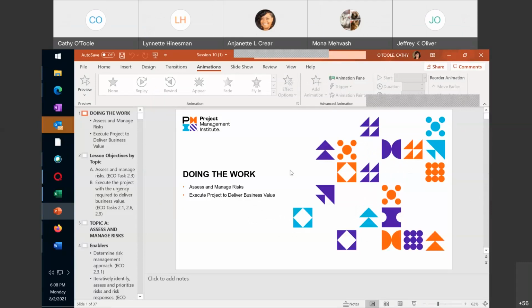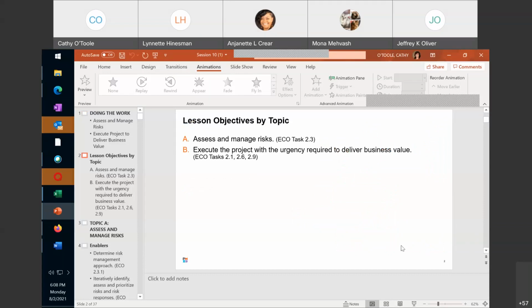Okay. So we're here today. This session is about doing the work. And the topics that we're going to cover today in this session are assess and manage risks and execute the project to deliver business value. As reference for you, assess and manage risks are part of EcoTask 2.3, and executing the project with the urgency required to deliver business value are part of EcoTasks 2.1, 2.6, and 2.9.